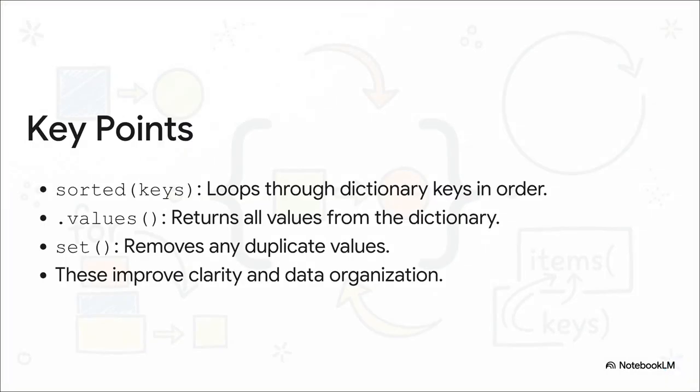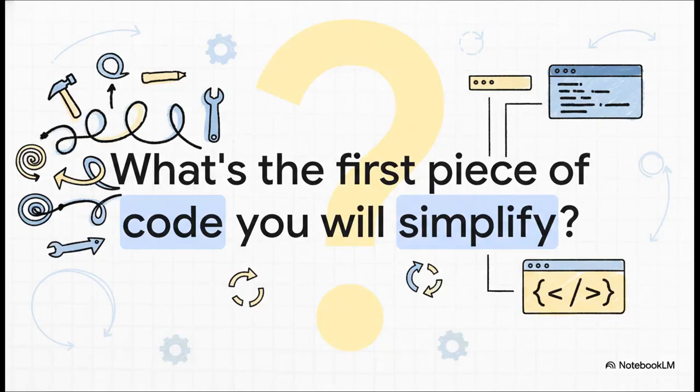Okay, let's boil this all down. Need order? Use sorted. Need only the values without the keys? Use .values(). And need to get a clean list of unique values? You combine .values() with set. Remember, this isn't just about making the code work, it's about making it clean, efficient, and way easier for everyone to read.